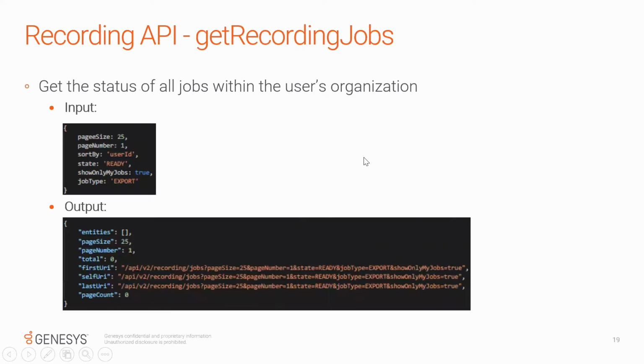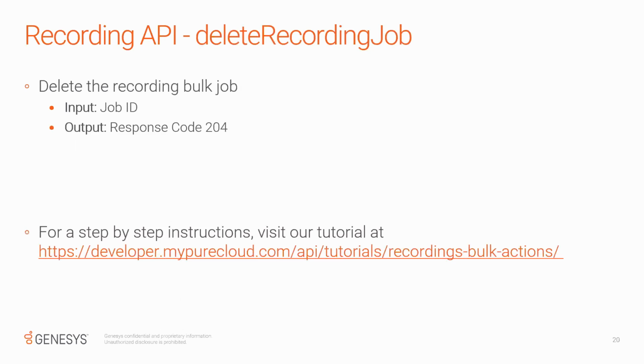If that's clear. In the tutorial that's also linked, we also showed the different endpoints available on the new recording API. So of course, you can also get the different recording jobs if you want to manage or track them. The input would just be your query, page size, the sorting, and the state. You can also show only jobs that you yourself have created, and the job type. Again, it's either export or delete. And then it will give you back the different jobs.